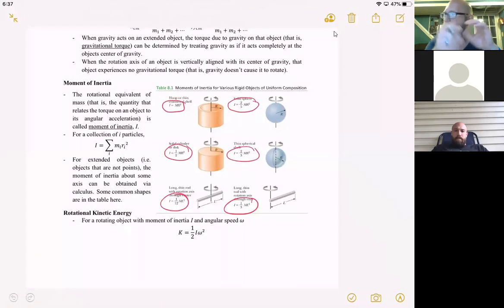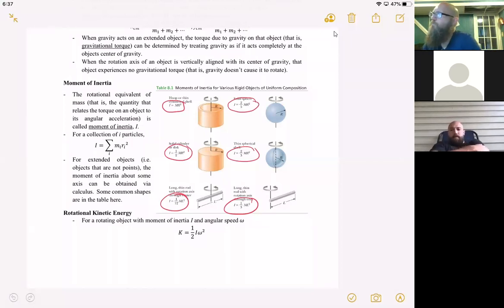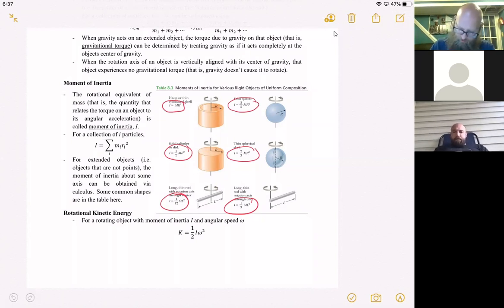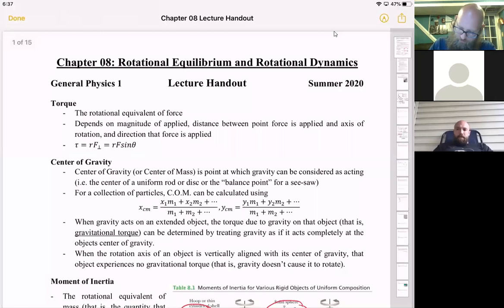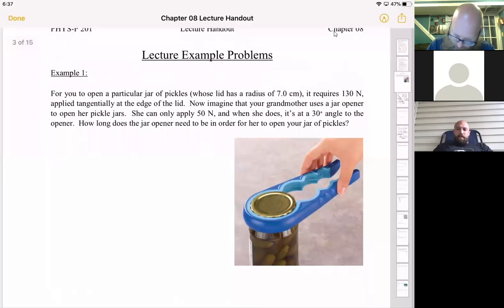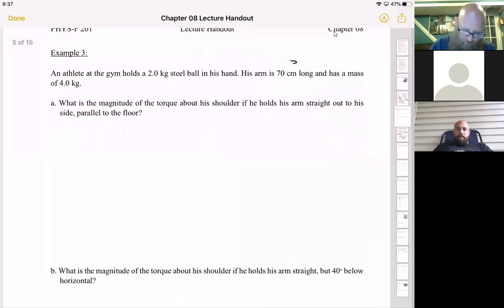So I do want to do an example today. I promise I really do. I'm just trying to decide which one I want to do. Let's do example number three, because I think I have enough time to talk about that. As much as I like the pickle jar one, I think you can follow that.